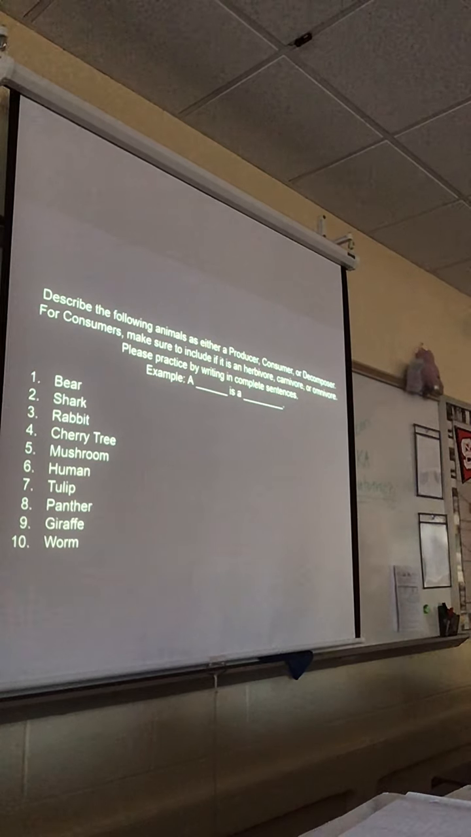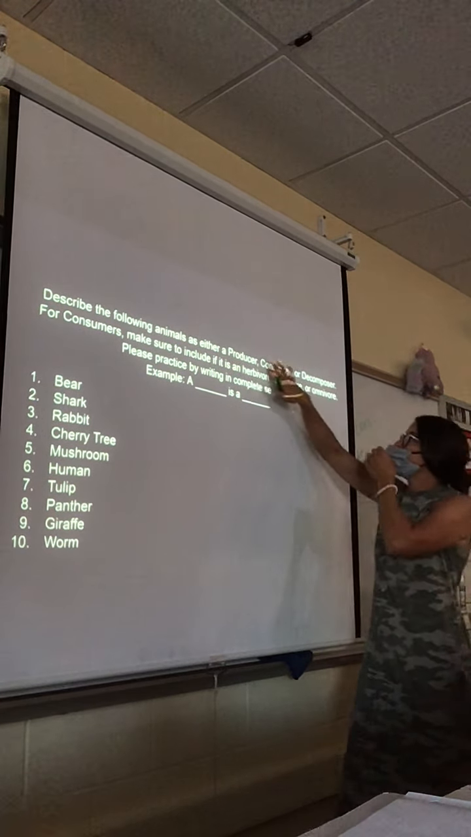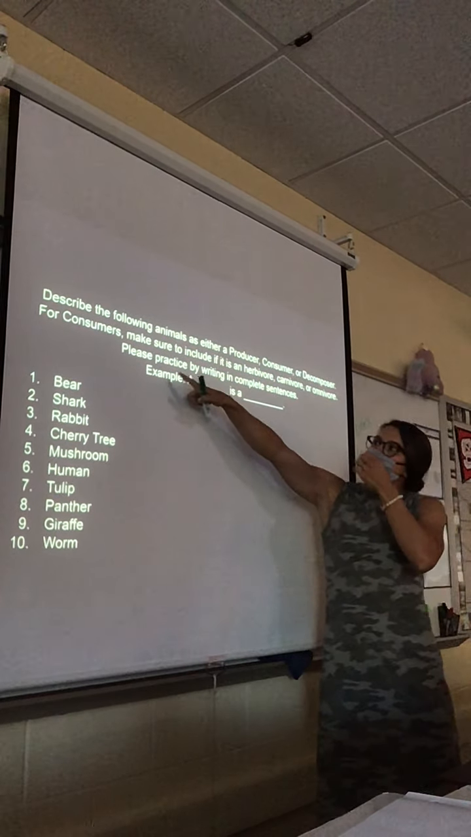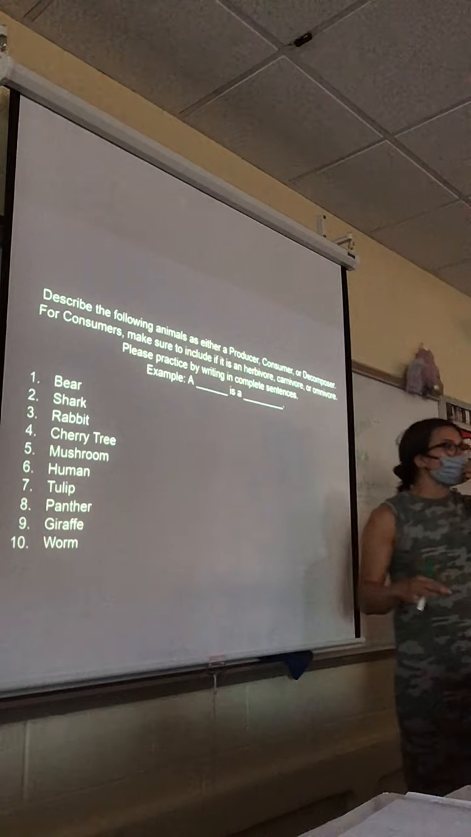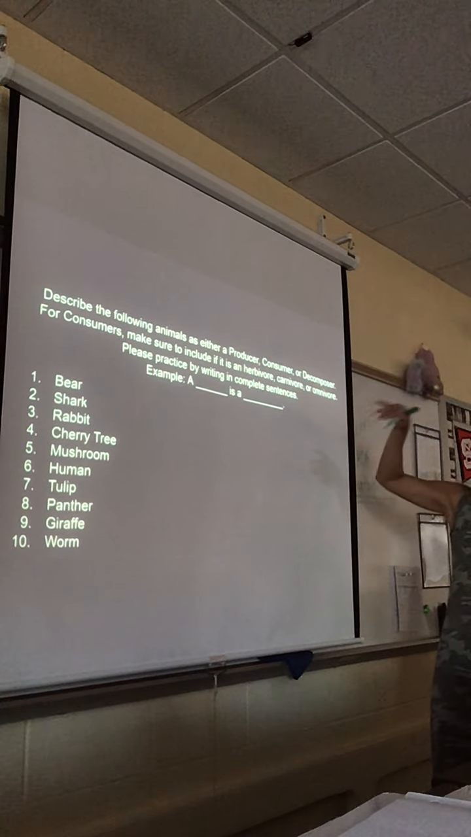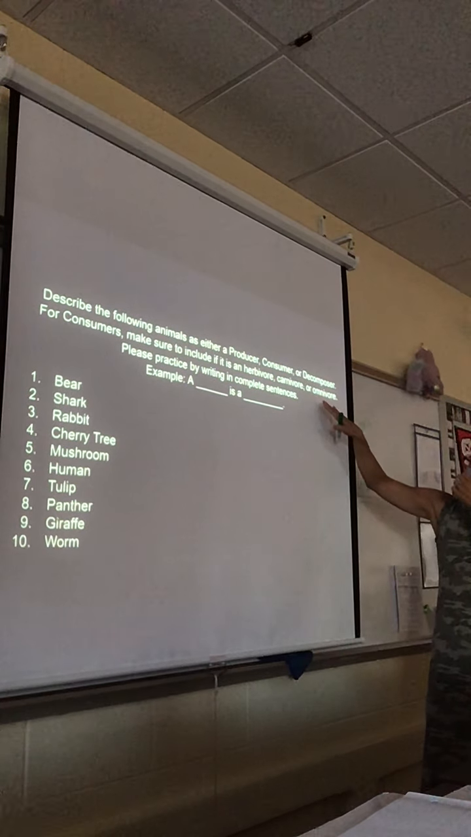All right, so this following activity we're just gonna do together as a class. You don't have to write it down, but I do need your attention. Okay, so it says, describe the following animals as either a producer, consumer, or decomposer. So these are the energy roles that they can fill. And then for the consumers, remember there are those subcategories. So if it is a consumer, then you have to also give me that little subcategory. An herbivore, carnivore, or omnivore.